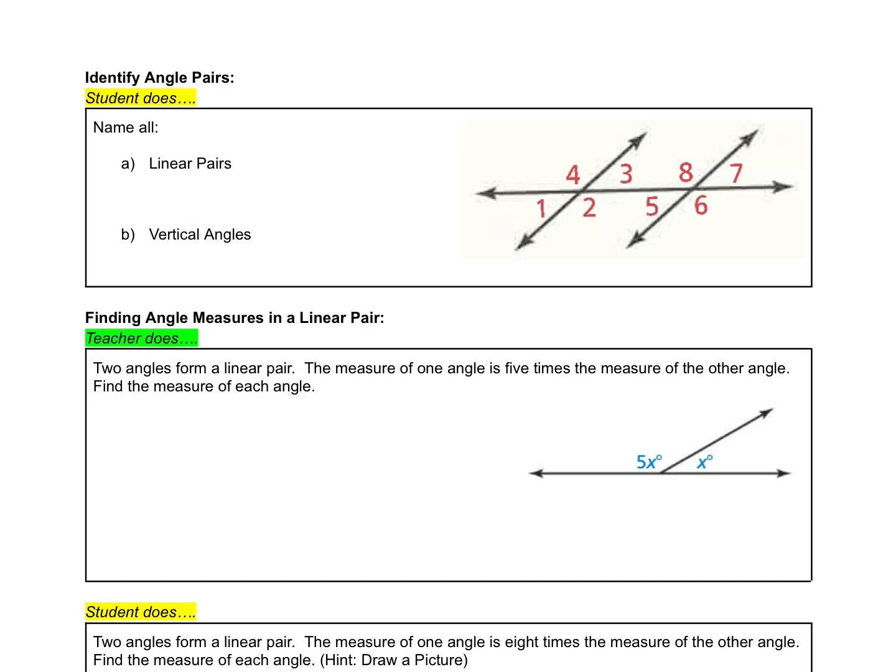You are going to do both of these. I want to, though, start with this first one. You're naming all. When it says linear pairs, there are 8 of them. When it says vertical angles, there are 4 of them. Can anyone give me one example of a linear pair? So 2 angles that form a straight line.